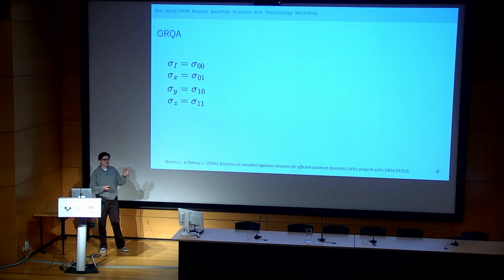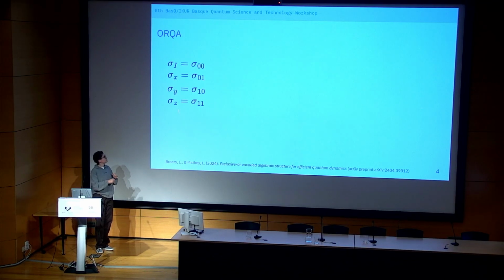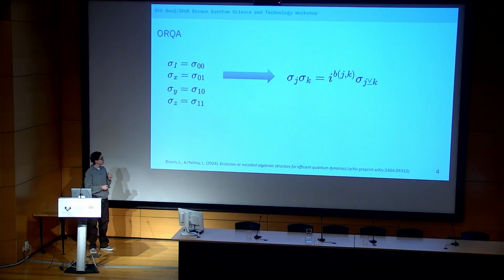Okay, I'm going to explain a bit how ORCA works. I'm not an expert on this yet, but I will try to explain the main idea. The idea is to do a mapping of the Pauli strings to some binary indexes in this way. The identity would be 0, 0, the X would be 0, 1, the Y 1, 0, and the Z 1, 1.